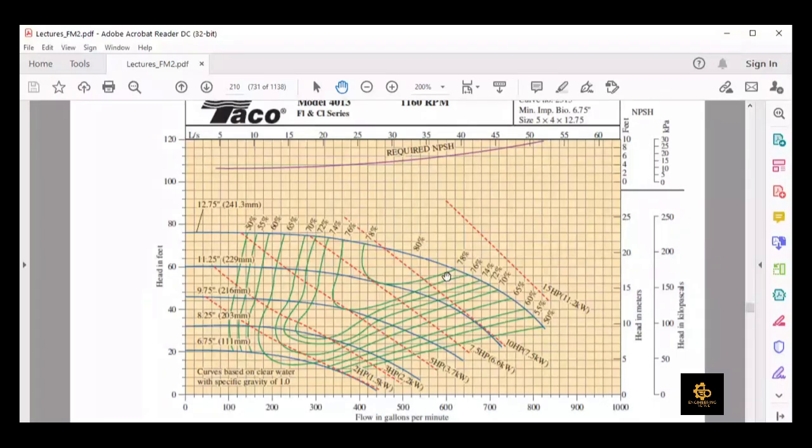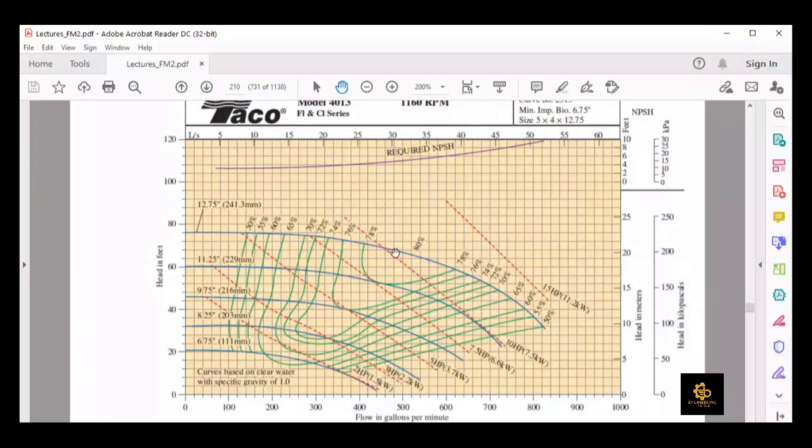So it means that if, let's suppose, we want to have 400 gallons per minute, then we have different options here. Either we can use the lowest diameter pump or a higher diameter pump. So which would be good in this case? If you look here, if we use this curve, then the efficiency would be lower. If we use the 6.75 inch diameter pump, then the efficiency would be less than 50%. But if we use this impeller diameter, which is 12.75 inches, the pump efficiency would be around 78 to 80%, which is very high.